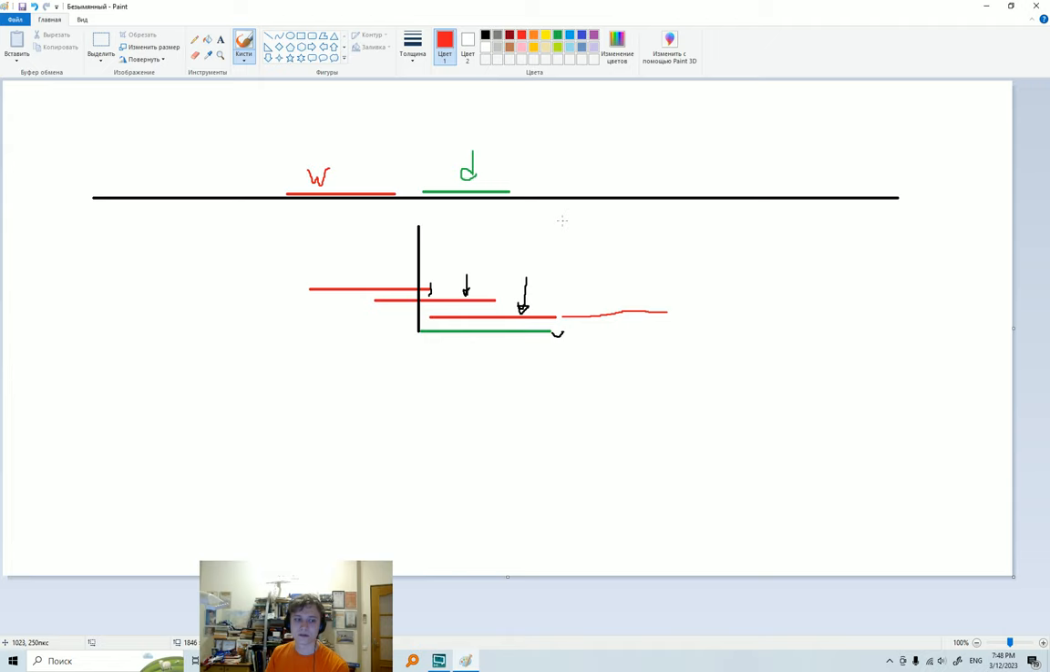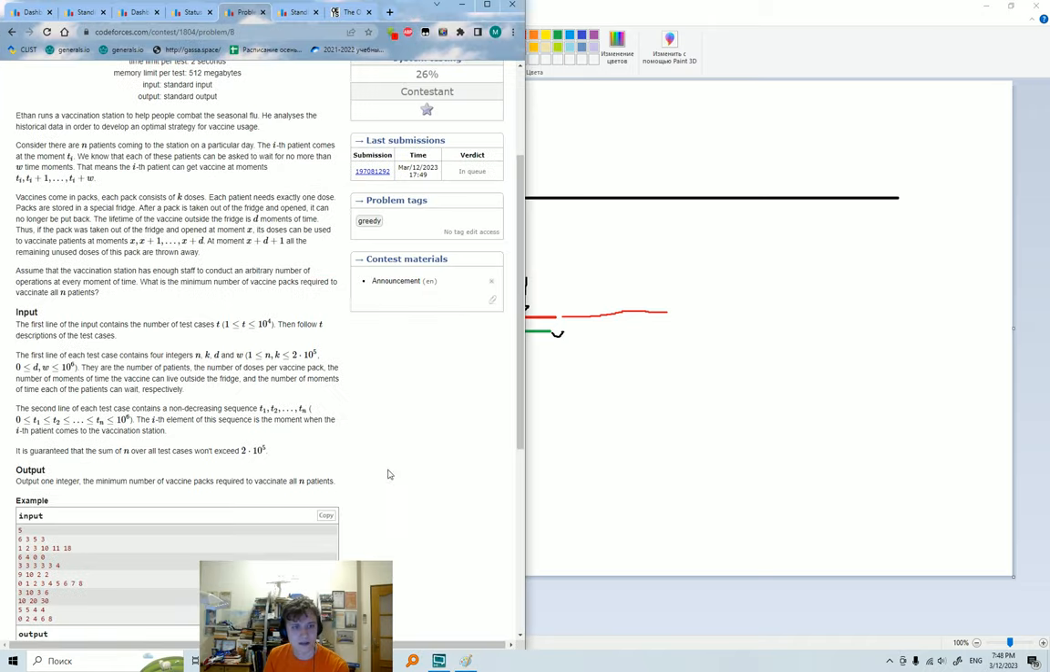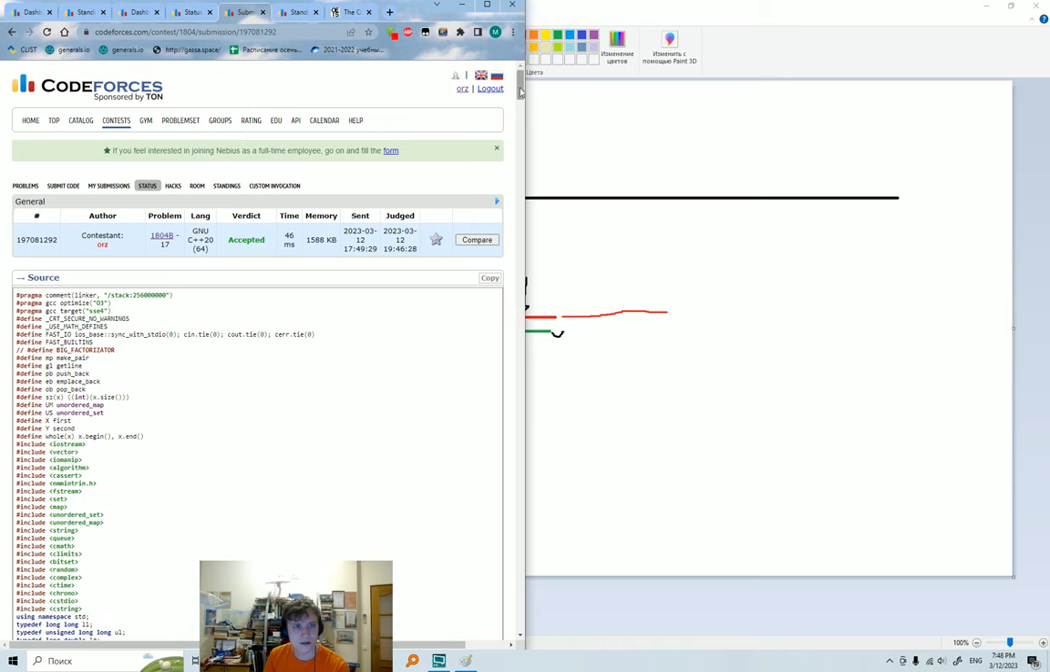So we can just open each pack as early as possible, as late as possible. This is the first idea. And the second idea is we do not open the new pack until the previous pack is fully spent or it is expired. This is also kind of intuitive, so I won't explain it much, but in the end, you just do it greedily.